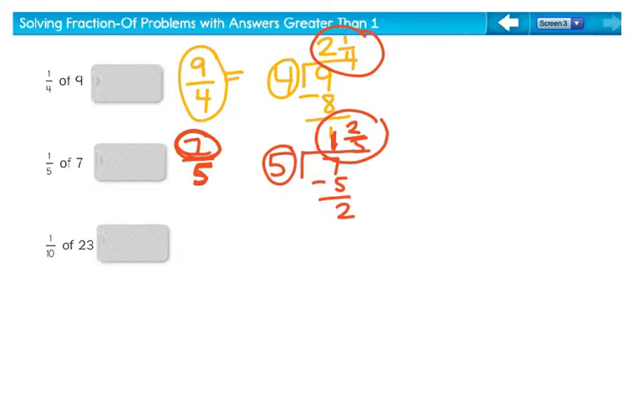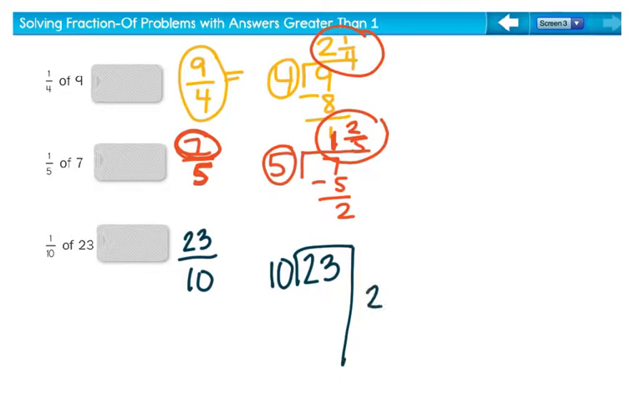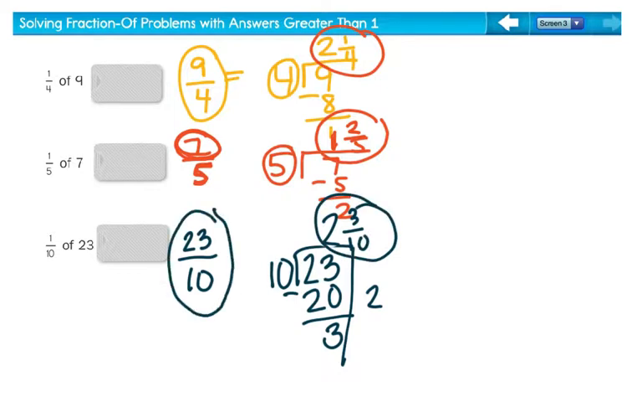Why don't you try the third one on your whiteboard? Go ahead and look at the examples that you have and solve for 1/10 of 23 on your whiteboard. I'm going to stop, pause the video for a moment. You do the same. So 1/10 of 23 would be taking 23 and dividing into 10 equal groups. 23 divided by 10 goes in there twice. 3 is my remainder, so 2 3/10. So 23/10 or 2 3/10.